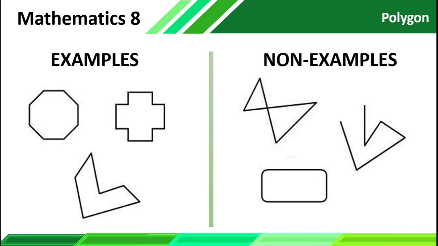In this given, we have examples of polygon. On the other side, we also have non-examples of polygon. So as you can see, there are some shapes wherein it is not closed, and there are some shapes wherein the corners are curved, and there are some in which the points are collinear and the lines intersect at more than 2 points. So these are not called polygon.